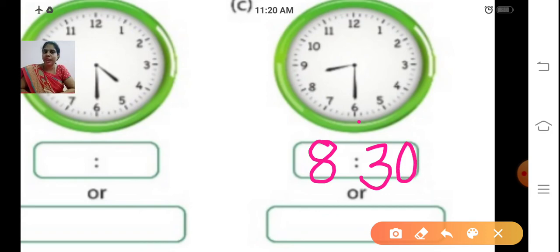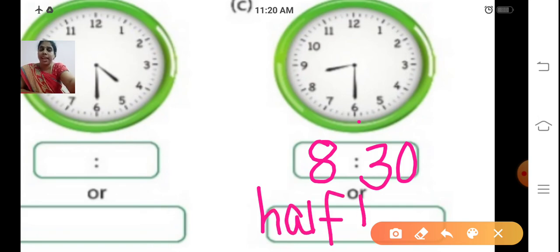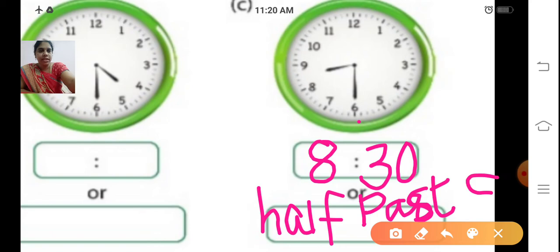How will you write in other way? 30 means half, right? Half past. Half, H-A-L-F. Half past, P-A-S-T. Past. Half past 8. From 8 o'clock, half an hour is over. 8:30, from 8, half is passed out. So it reached 8:30, right? So half an hour is over from 8. So the time is 8:30, half past 8.